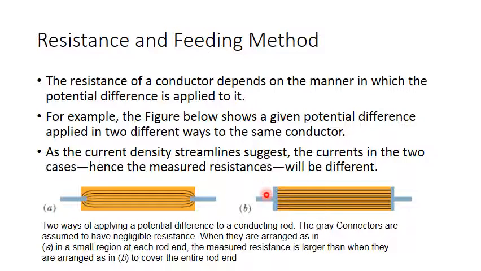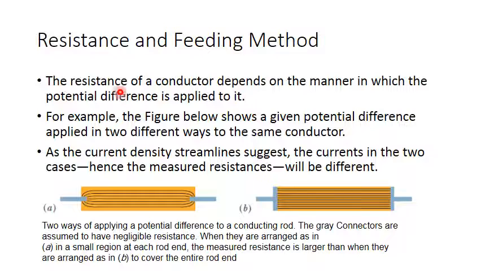So although the two samples are the same, of the same material, and the potential difference between the two electrodes is the same, the position of the two electrodes is different from case A to case B. The only difference here is the orientation of the electrodes, or the orientation of the potential difference on the sample. This difference introduces a difference in the total current. So the resistance of this sample is different from the resistance of this sample. That's what we are seeing here.